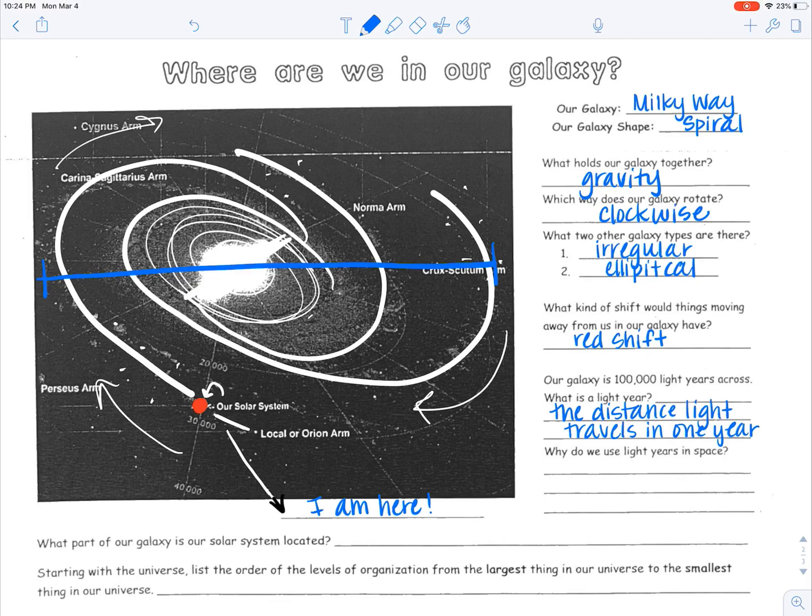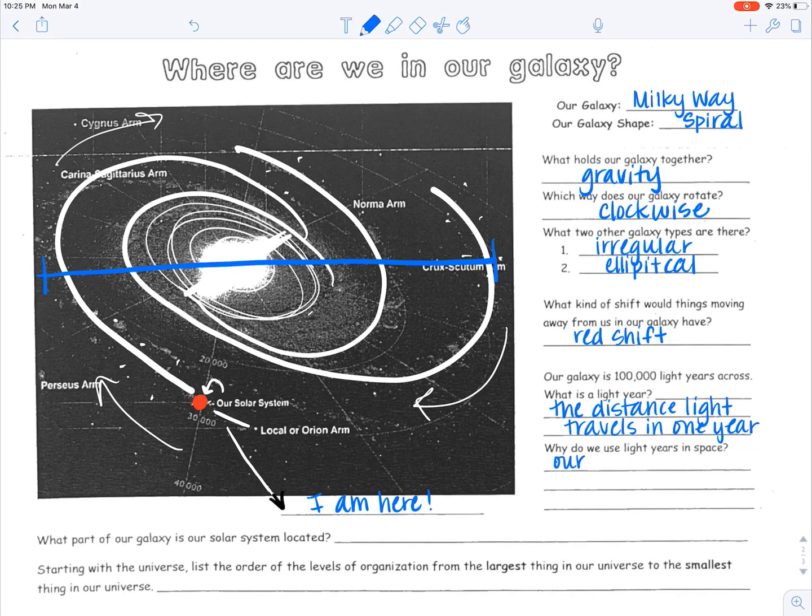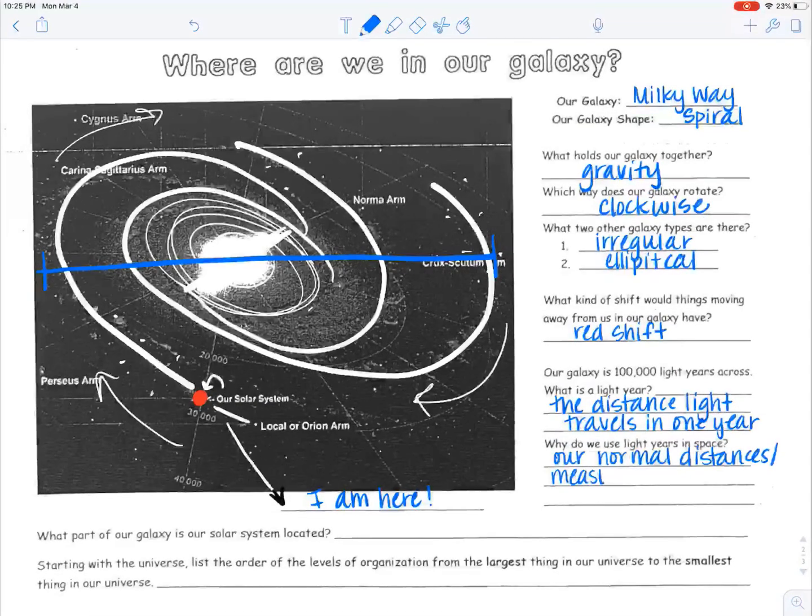Why is it that we use light years in space? So why would we use light years or say that our galaxy is 100,000 light years across instead of saying it's so many kilometers across? Yeah, so we use light years because our normal distances are just too small for space. So our normal distances or measurements are too small for space. So space is just too big for us to be able to use our units like kilometers and meters. We have to use light years.